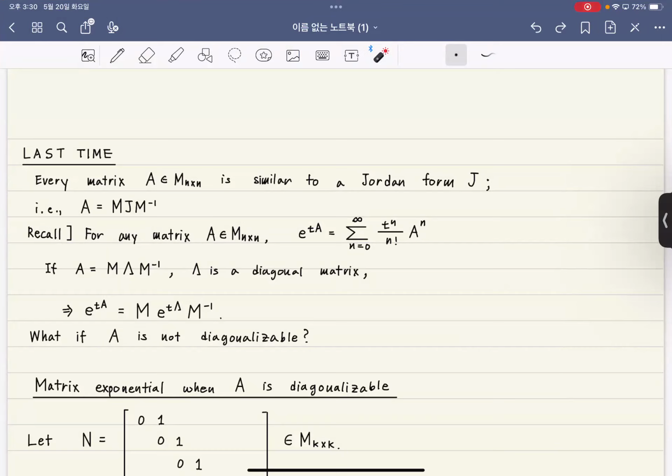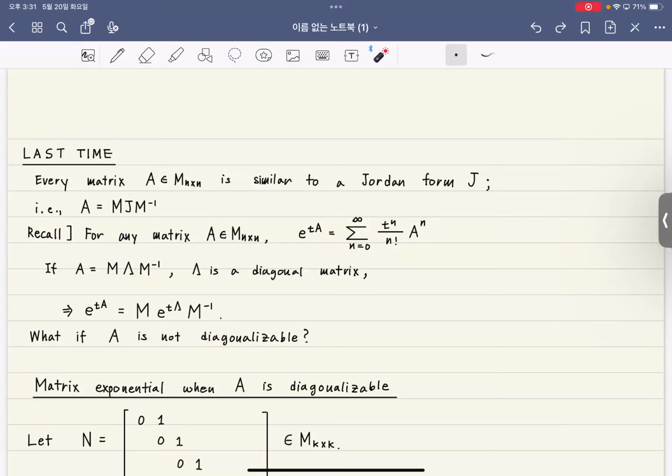Previously, we discussed how to find a Jordan form and the Jordan basis. Every matrix is similar to some Jordan form, and we wanted to find the matrix consisting of the Jordan basis. If you can solve a sequence of vector equations from v1 to vk, then these vectors are going to be the columns of your matrix M.